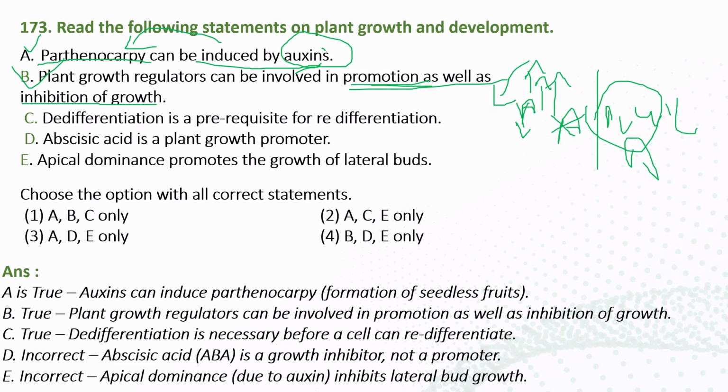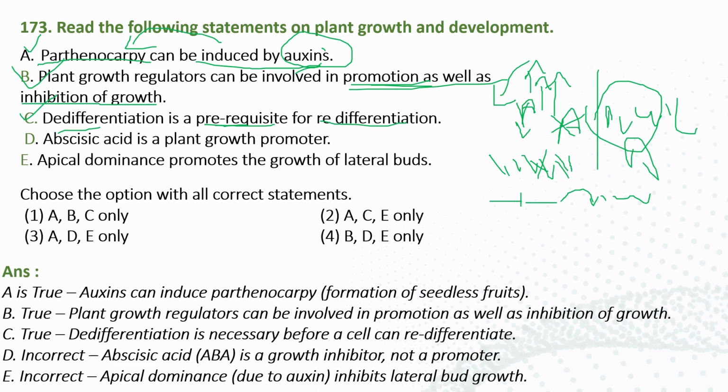If we move on to the third option, de-differentiation is a prerequisite for redifferentiation. De-differentiation means stopping the differentiation of the cells. Whereas redifferentiation will occur when the de-differentiation is stopped and the cells will grow, and then they redifferentiate into different types of cells. So it is also a prerequisite method. Okay, this is also right.